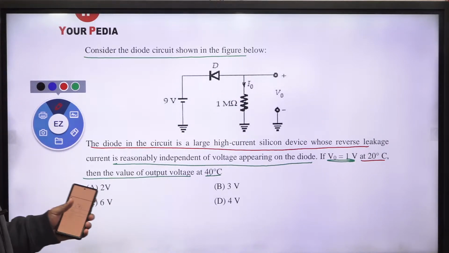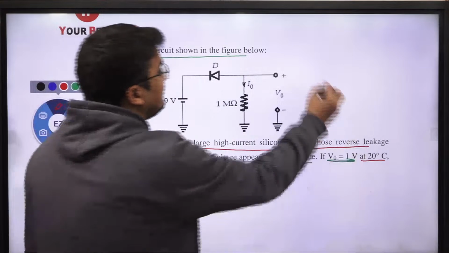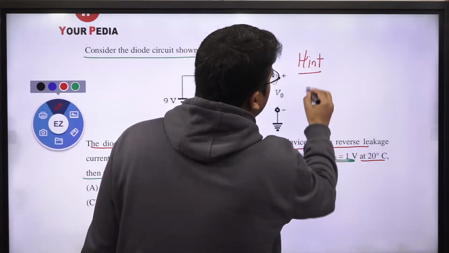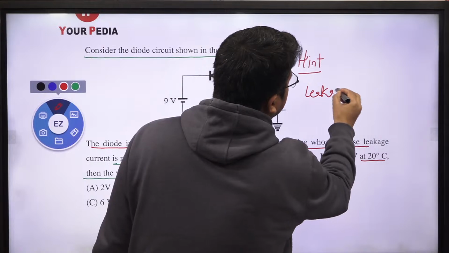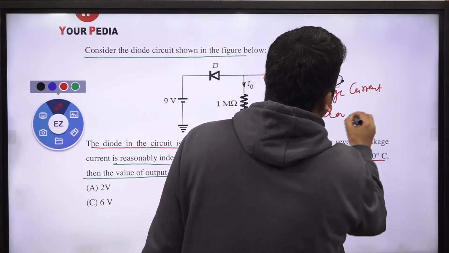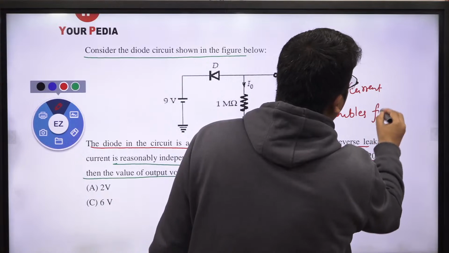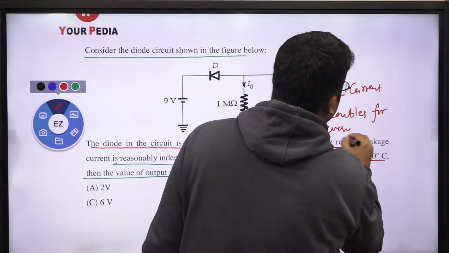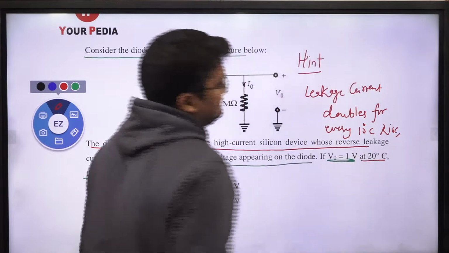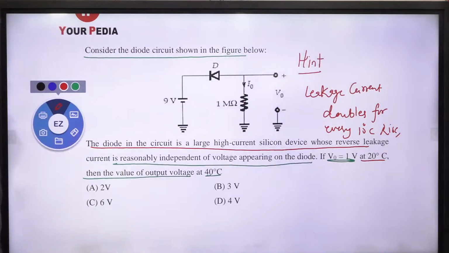So guys, for this question, you might have listened. I'm giving you one hint. That leakage current doubles itself for every 10 degrees Celsius rise. How many of you know this? And this is a very tricky question, right?